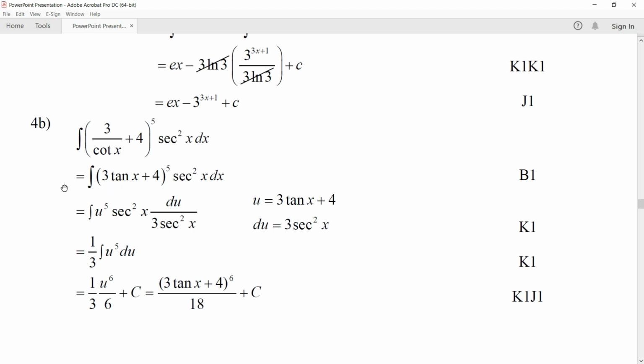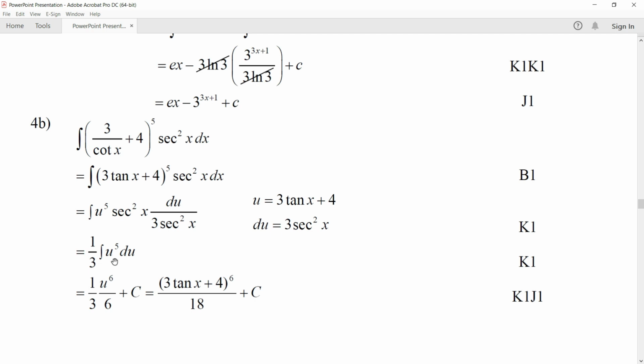Okay, as you can see here, to integrate this one, you have to use substitution method, di mana you have to let this 3 tangent x plus 4 as u, differentiate, you will get du. Okay, so you dapat operasi ni, you dapat tunjukkan benda ni is 1 mark, K1. Okay, and then you substitute apa yang patut, menjadikan dia in terms of u like this, is 1 mark.